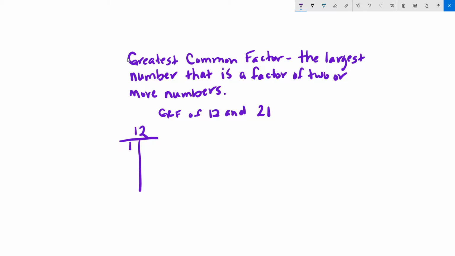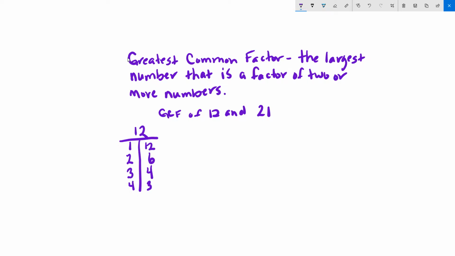How about the number 3? 3 does go into 12, and it goes in 4 times. And then the number 4 goes in 3 times. Once we start repeating factors, then we know that we're done. We have all of those factors listed at least once, and we don't need to write them down again because they're repeating. As long as we go in order, we'll get all of those factors.